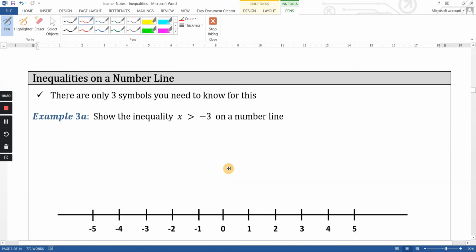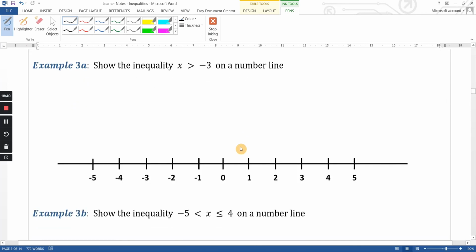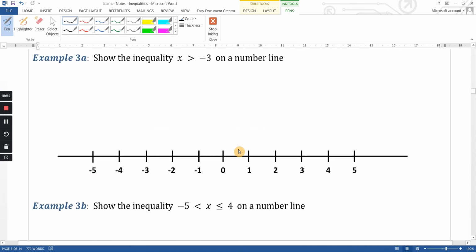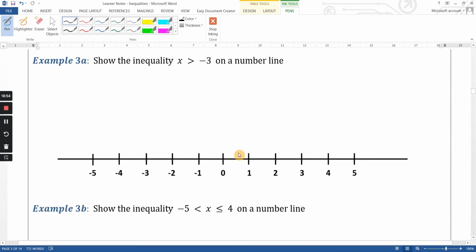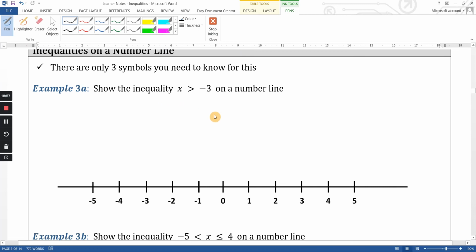Let's move on to the next section, which is inequalities on a number line. So there's only 3 symbols that you need to know for this. So let's have a look at this example. I'll show you example 3a and 3b, and that should be enough to show you all 3 symbols. So the first one says, show the inequality x is greater than minus 3 on a number line. So what I normally do is, whatever number they're talking about, just put a circle on there. So let's put a circle on minus 3, and it should be floating above the number they're talking about.